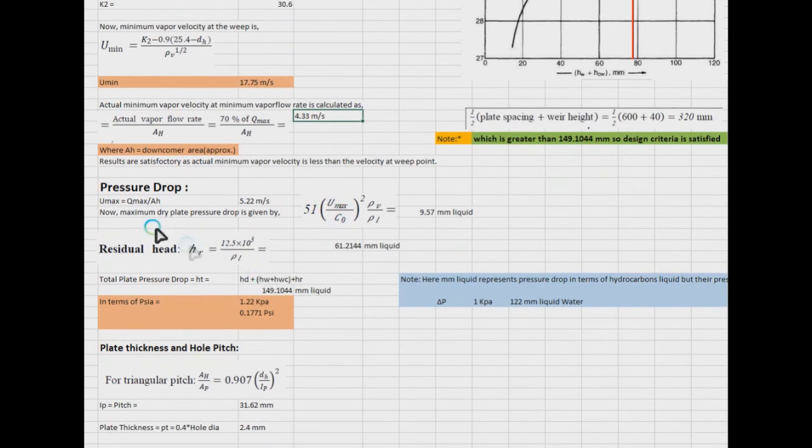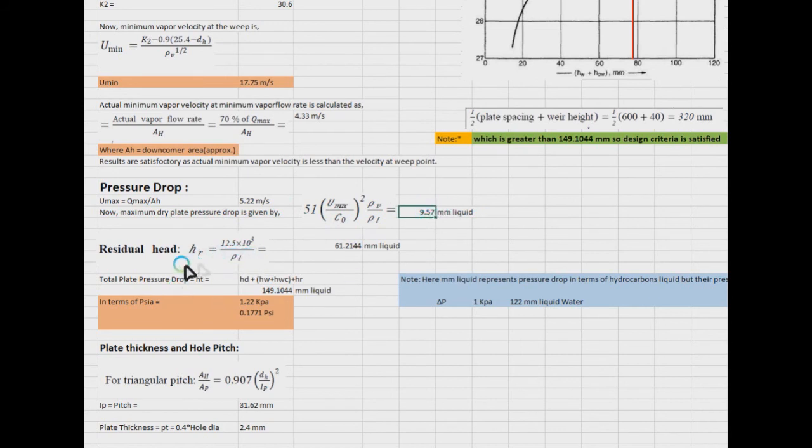In the last, we have to calculate the pressure drop. The Umax has been calculated using your vapor flow rate and area of the downcomer AH. Using this relation, you can calculate the maximum dry plate pressure drop. C naught is the orifice coefficient, and most of the time it is taken as 0.8 or 0.85. So using this formula, you can calculate the maximum dry plate pressure drop. Here in this case, you see it is 9.57.